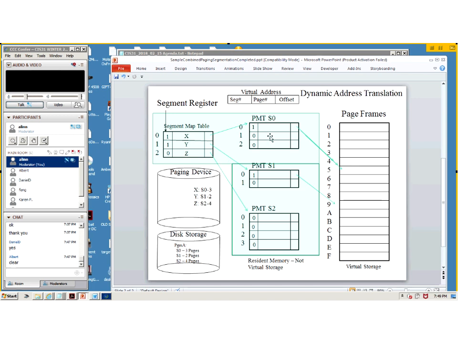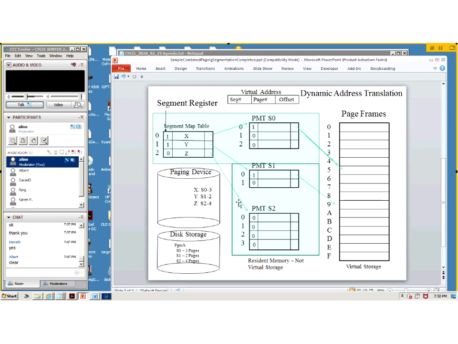So segment 0 has 3 pages. When we build the page map table, we have a pointer from the segment map table for that segment. This segment has 3 pages, and it has a pointer from here to the page. I'm just illustrating how the loader is loading all of this. Then we have a pointer from segment 1 to the 2 pages that it has, and a pointer for segment 2 to the 4 pages that segment 2 has.